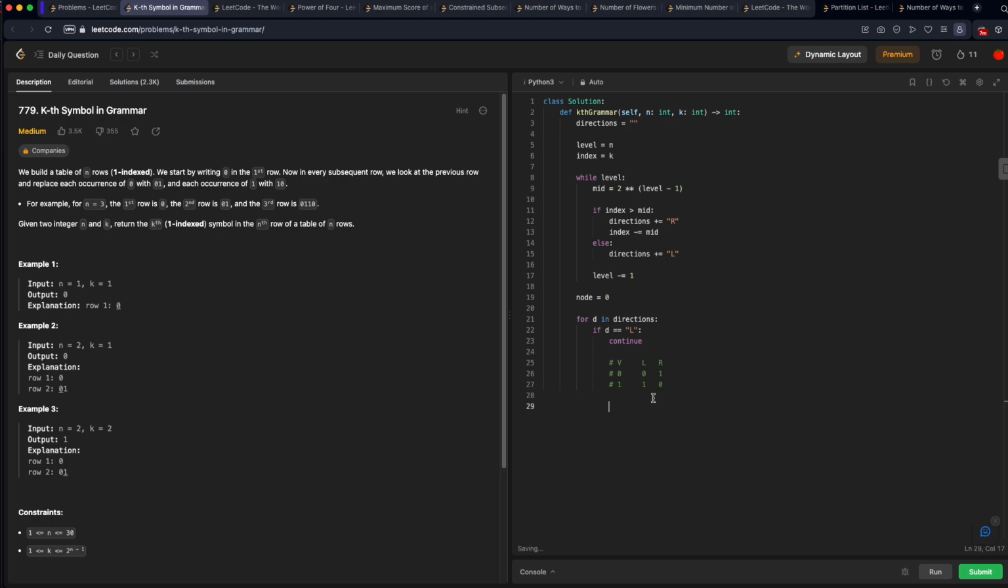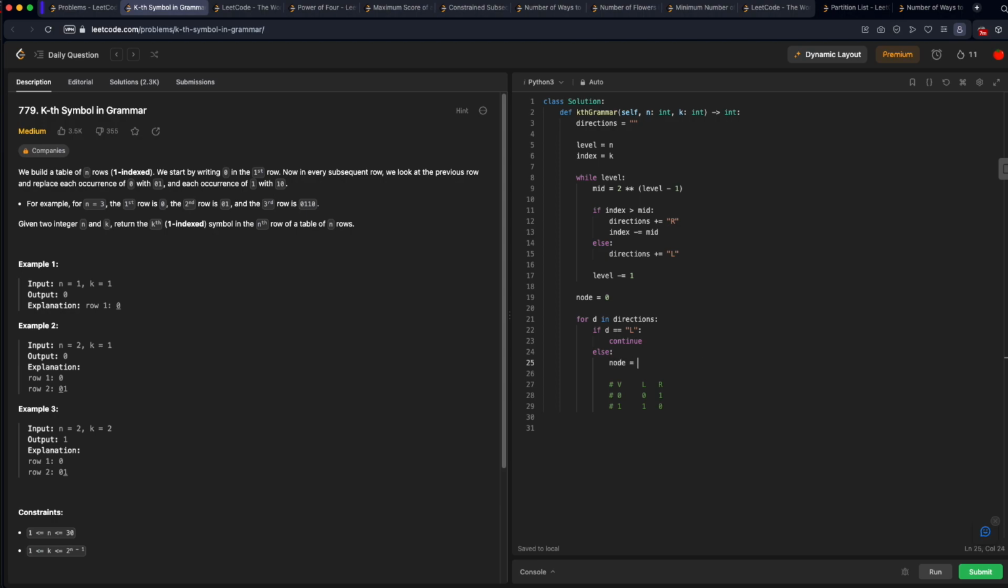Okay, so this is our little truth table here. So if our node is 0, and we're going left, it stays 0. If the node is 1 and we're going left, it stays 1. So if we're going left, our node value doesn't actually change. But if we're going right, then if we were 0 and we go right, we become a 1. If we're a 1 and we go right, we become a 0. So we actually have to flip our nodes.